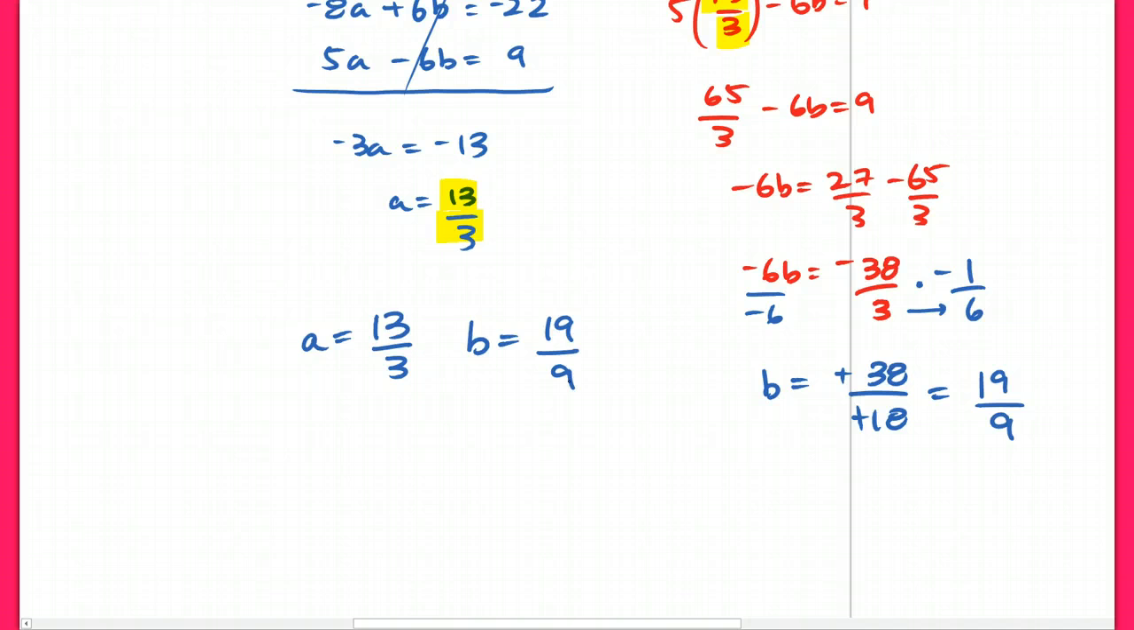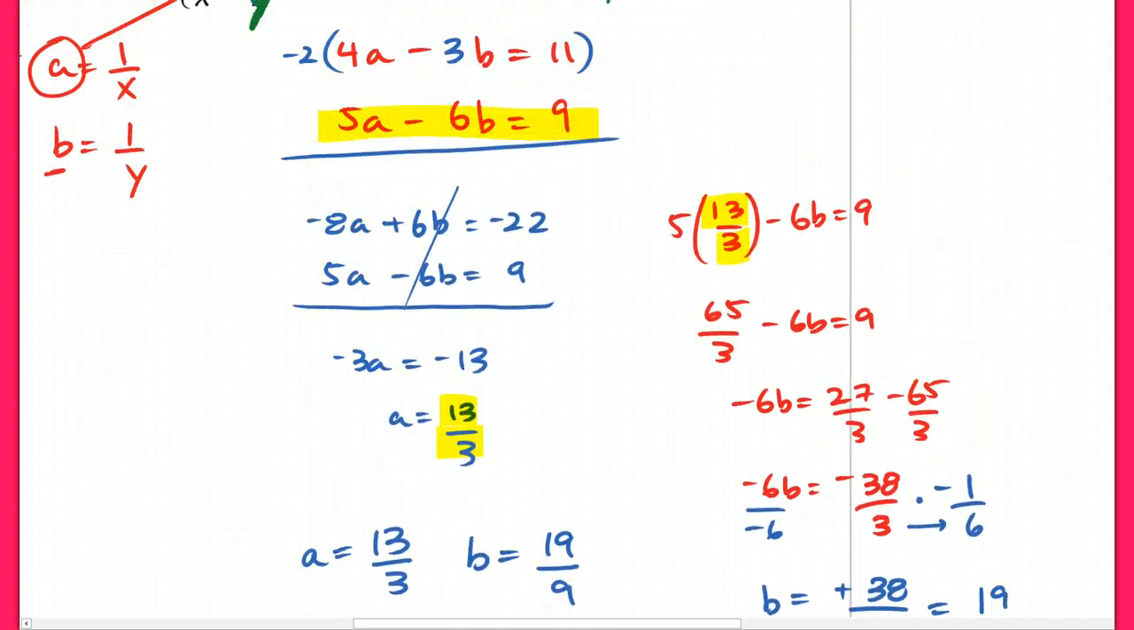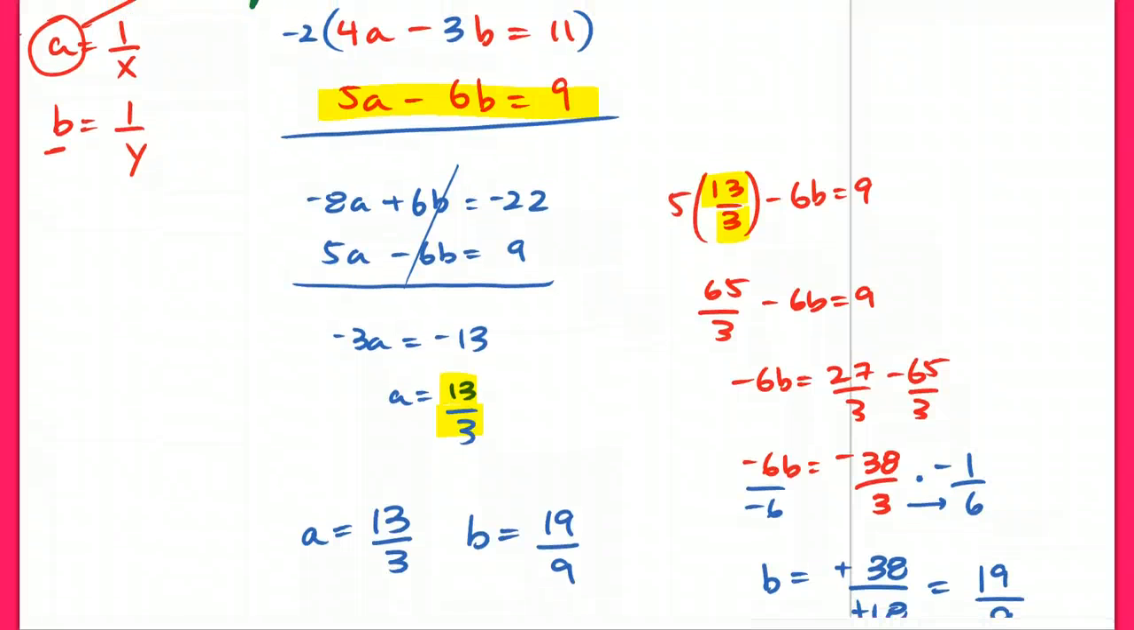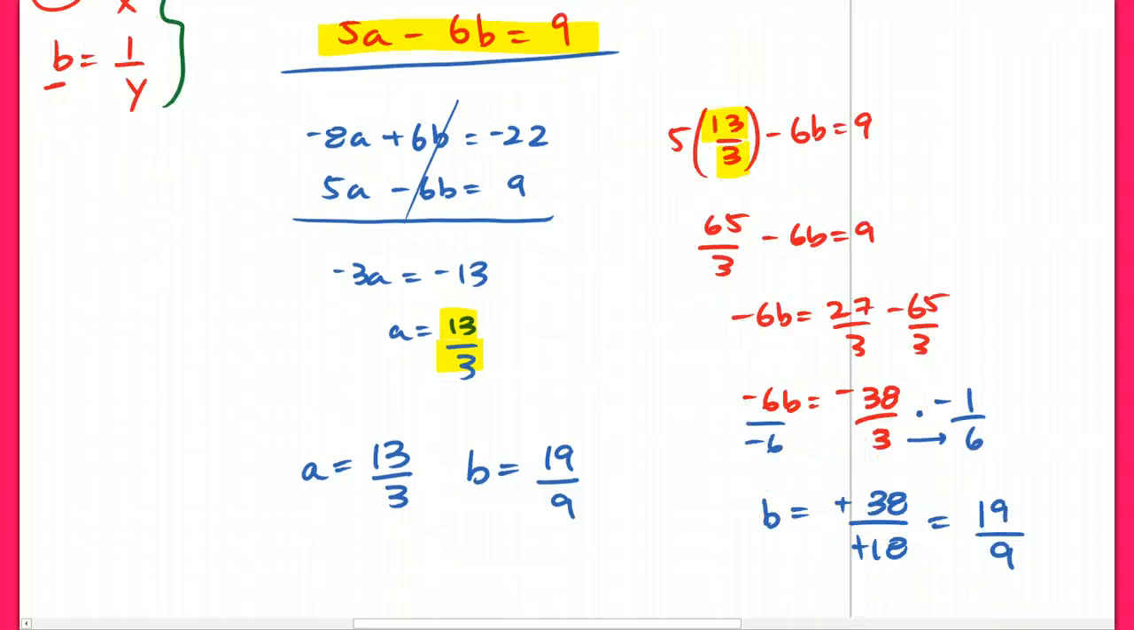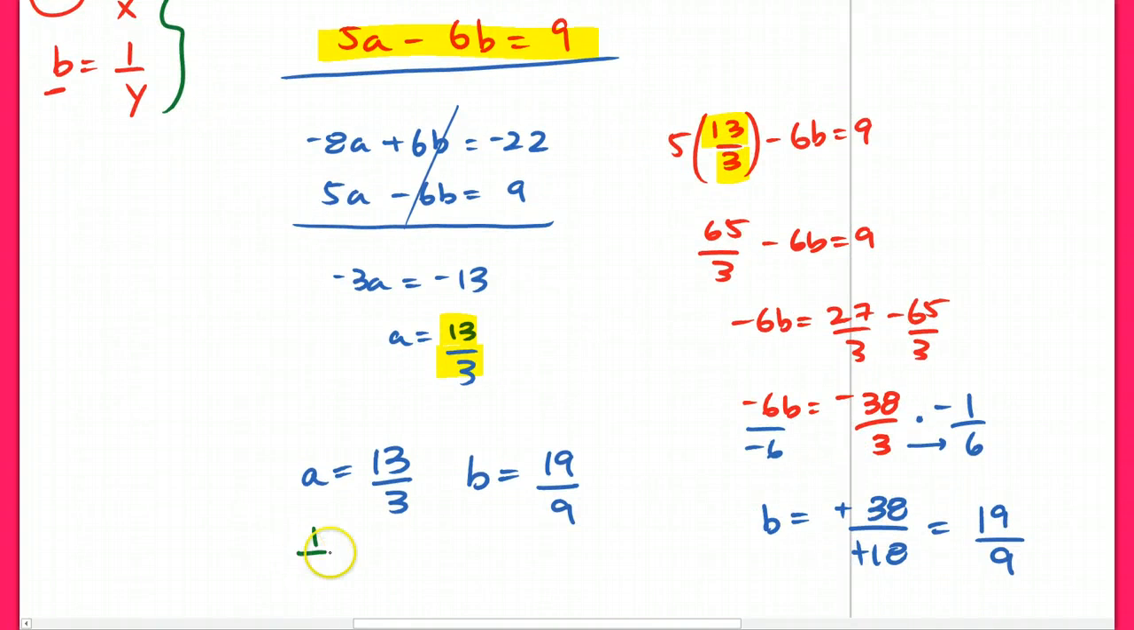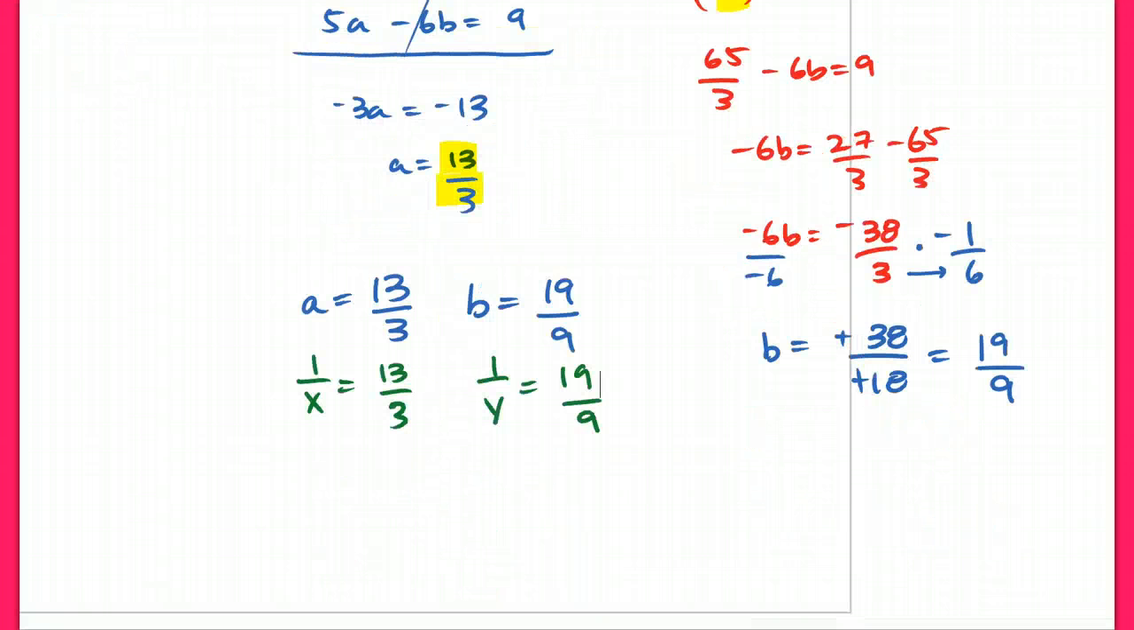Now what we have to do is go back, because remember, you defined a and b to be 1 over x and 1 over y. So now I'm going to substitute that back in. So a is now 1 over x and b is now 1 over y. Remember, we actually want to solve for x and y, not a and b, but using a and b helped us to make it an easy linear system.